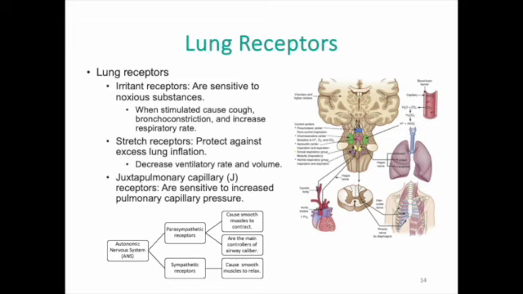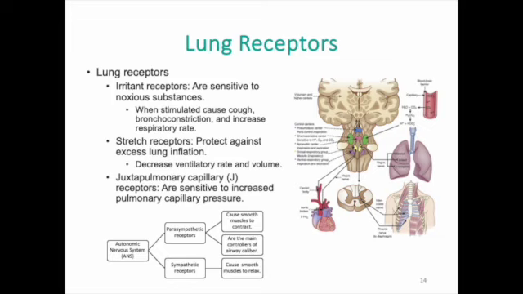And they're sensitive so that if we accidentally breathe in any type of noxious aerosols or vapors, or any gases, or inhaled dust, pollen, things that could irritate our lungs, it's going to initiate the cough reflex. When it's stimulated, these irritant receptors can also cause bronchoconstriction. Think of someone that is allergic to dust. And it's going to also increase the ventilatory rate or our respiratory rate.